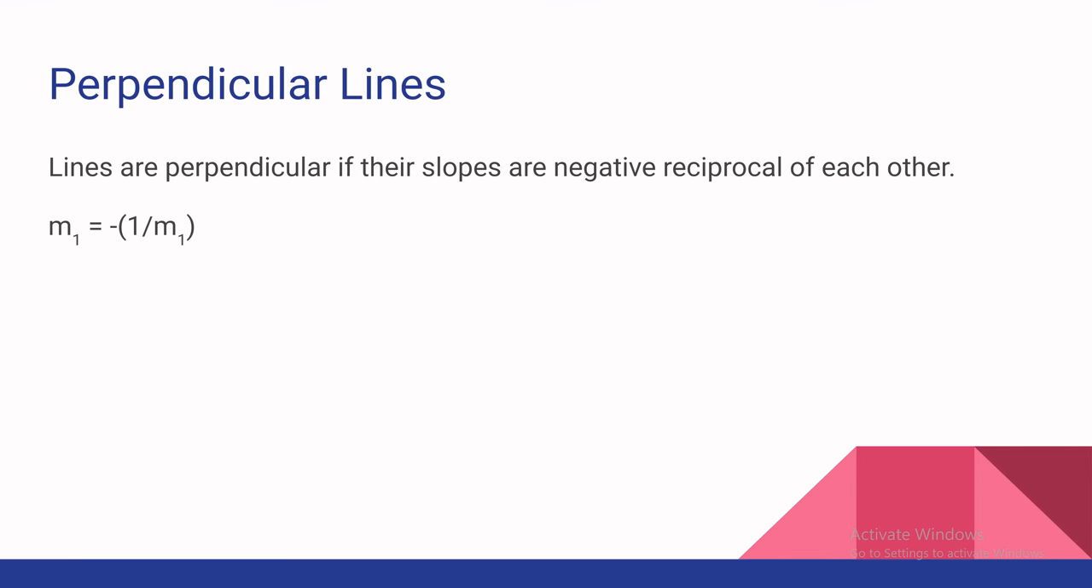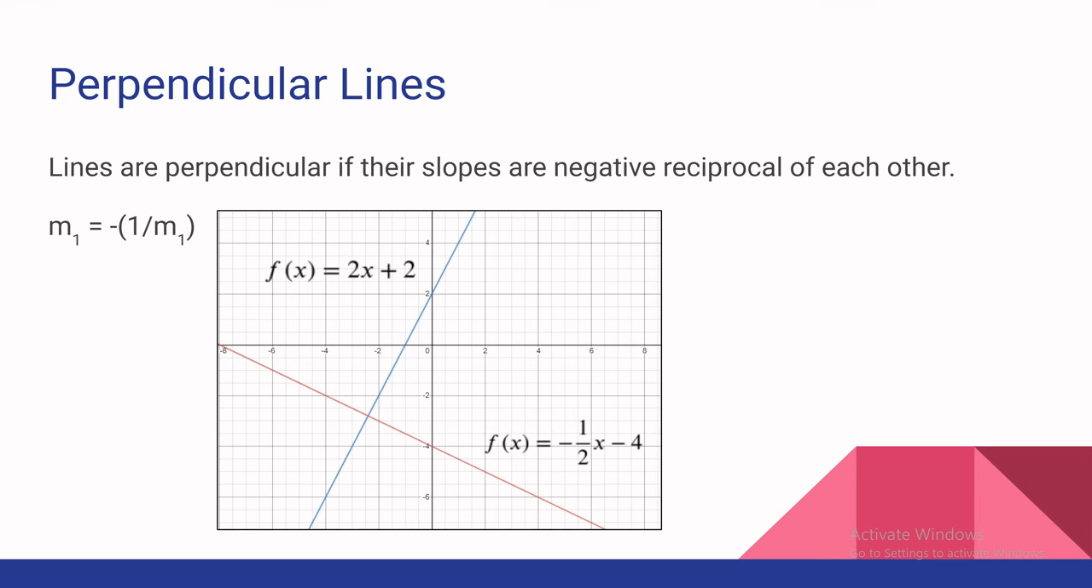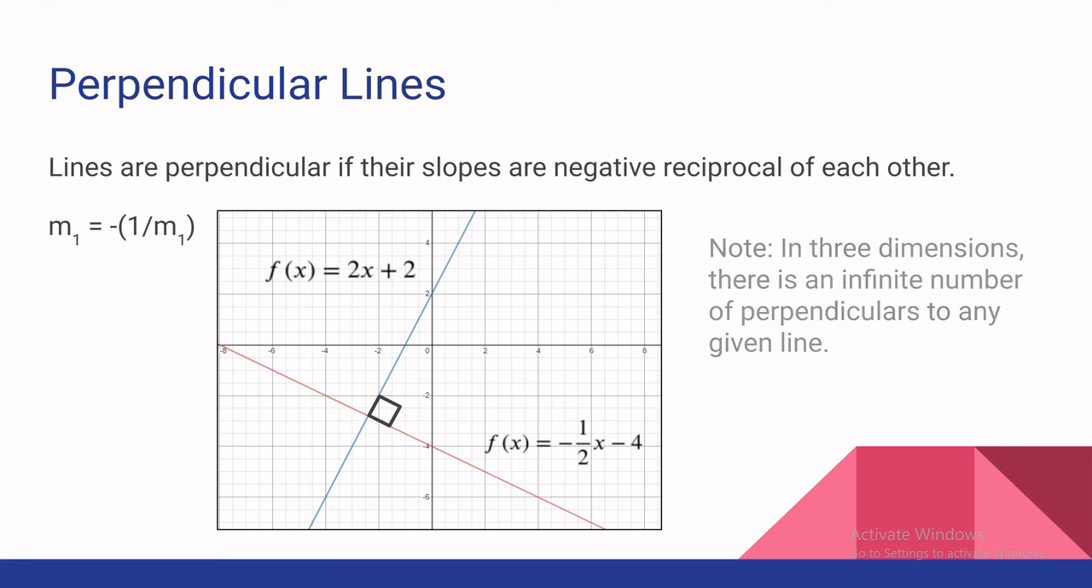Now let's look at perpendicular lines. Lines are perpendicular if their slopes are negative reciprocals of each other, meaning that in this case, m1 is equal to negative 1 over m2. As an example, we can see that f of x equals 2x plus 2 and f of x equals negative 1/2 x minus 4, these two form a right angle. And as you can see, the two slopes are negative reciprocals of each other. One thing to note is that in 3 dimensions, there are an infinite number of perpendiculars to any given line. So, any line in 3 dimensions has an infinite number of perpendicular lines to it.